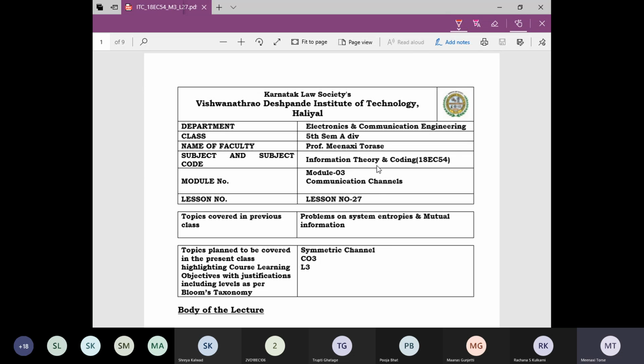So good morning everyone. In the previous class we had solved a few numericals on how to compute the system entropies and mutual information. So in today's class we'll be discussing symmetric channel or uniform channel.